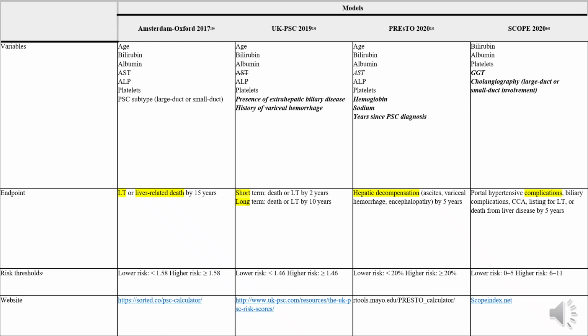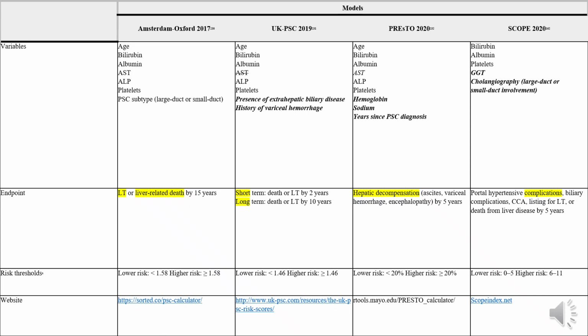The endpoint for the Amsterdam-Oxford tool is to evaluate the need for liver transplant or liver-related death by 15 years. The variables used were age, bilirubin, albumin, AST, alk phos, platelets, and then the subtype of PSC, whether small or large duct. Usually you punch in some numbers and it gives you a score or risk assessment at the very end, and it's a calculator-based thing.